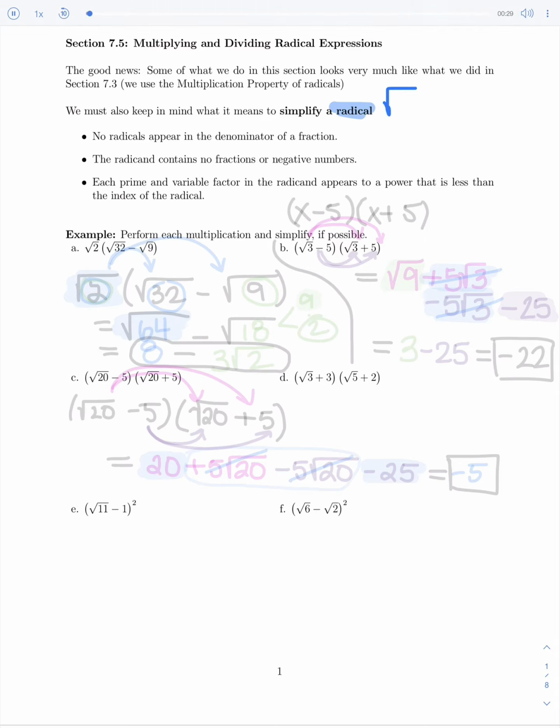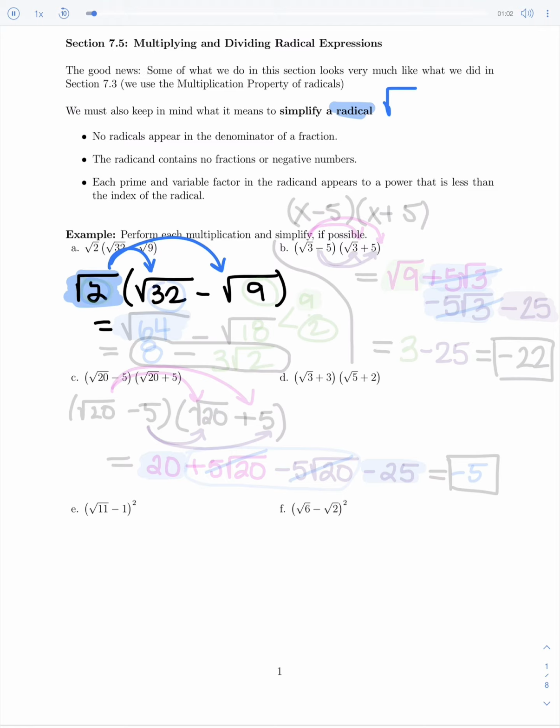Well, let's take a look at this first example. We have the square root of 2, parentheses, the square root of 32 minus the square root of 9. Remember, parentheses tell you that you're multiplying, and we're going to do exactly what you would do if the square root of 2 were just an ordinary 2. We're going to distribute, multiply it to everything on the inside. So let's see what happens.